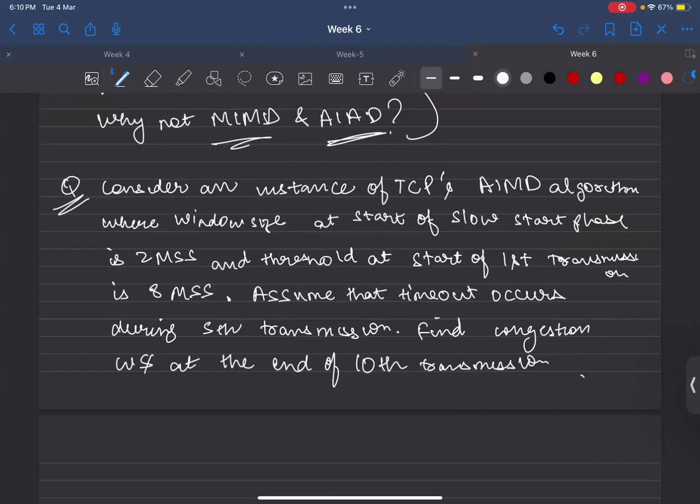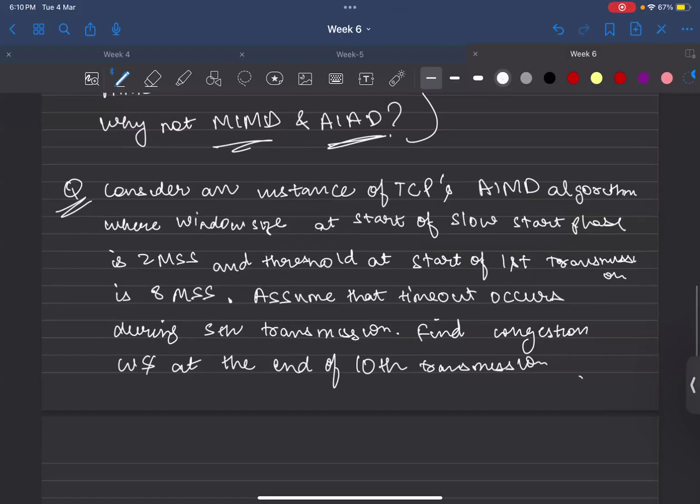So how will we start? We'll start with the slow start phase. We are starting with 2 MSS. Then we increase it by multiplying by 2. It is going to increase, and when we reach 8 MSS, which is the threshold, we have entered the congestion avoidance state.